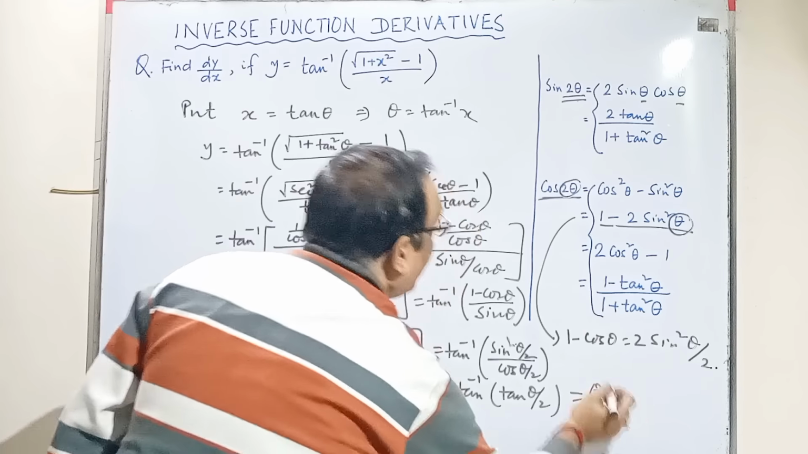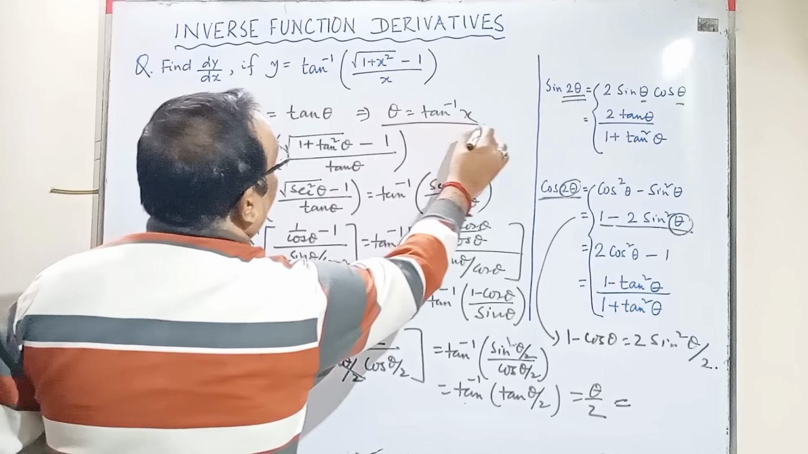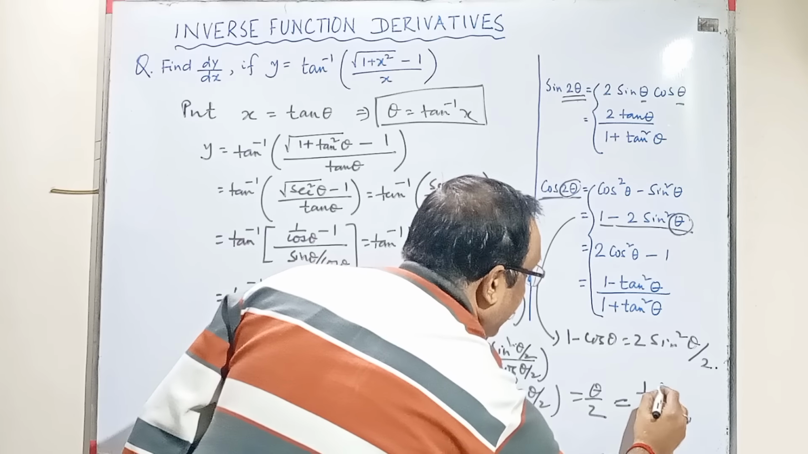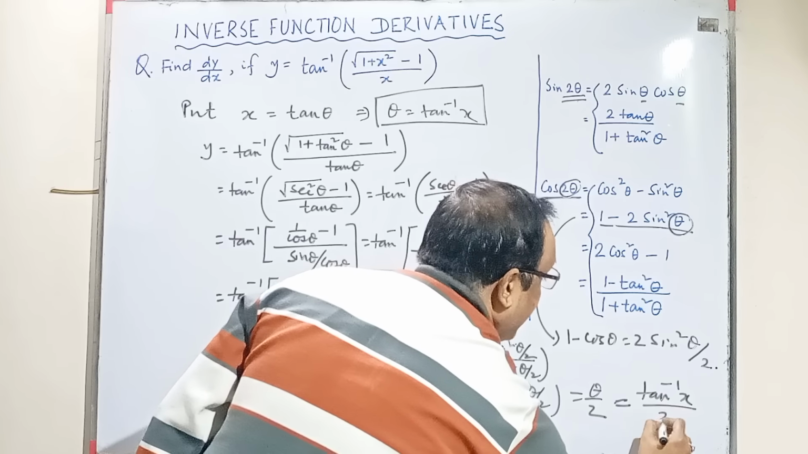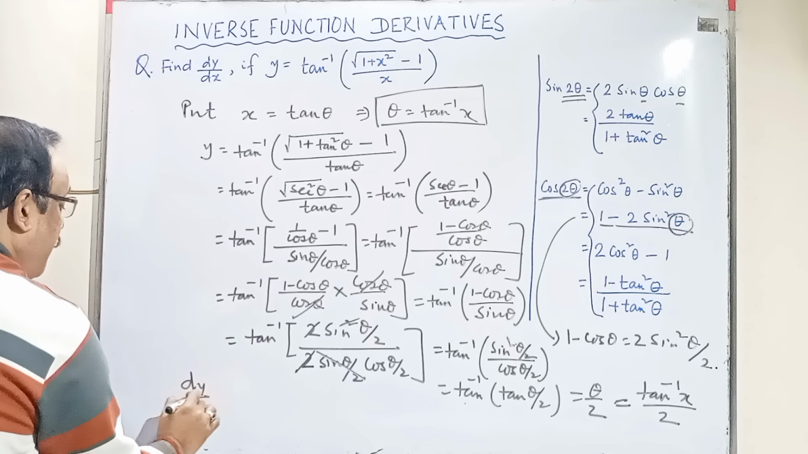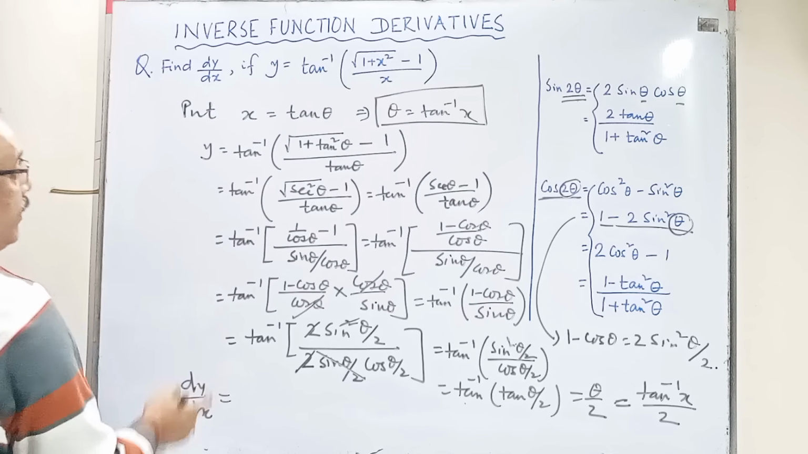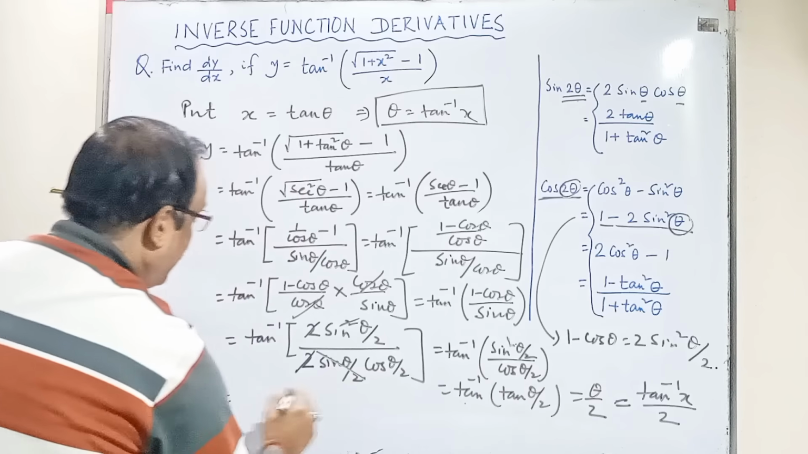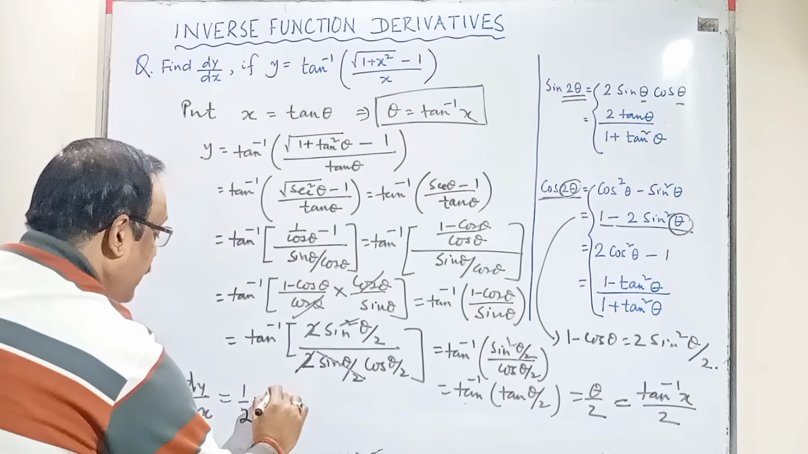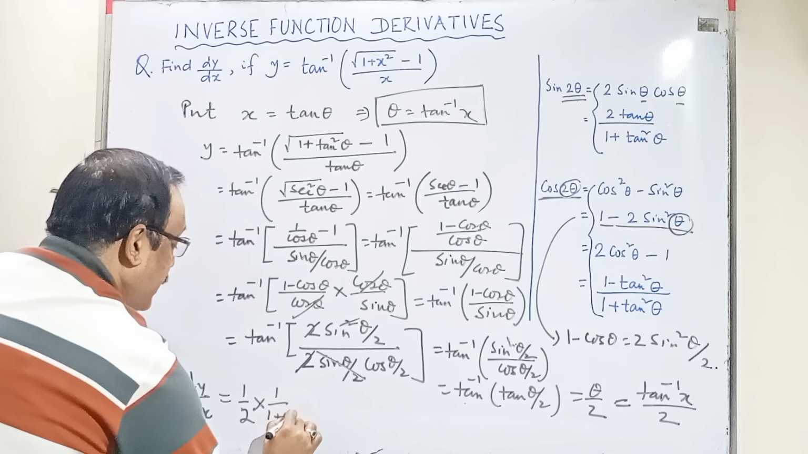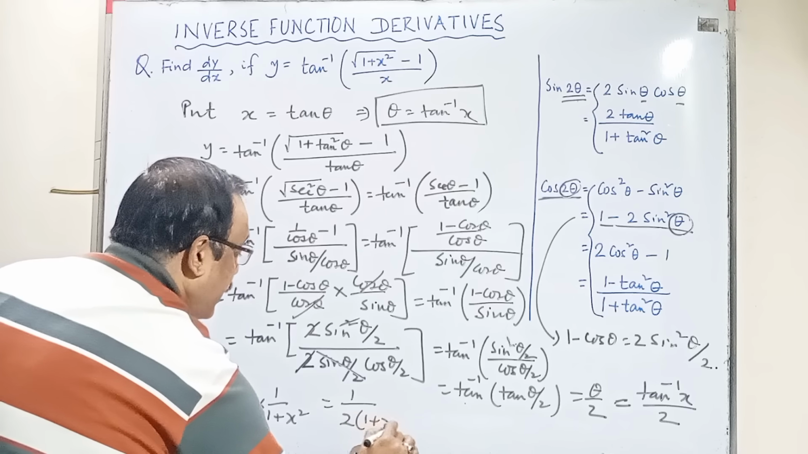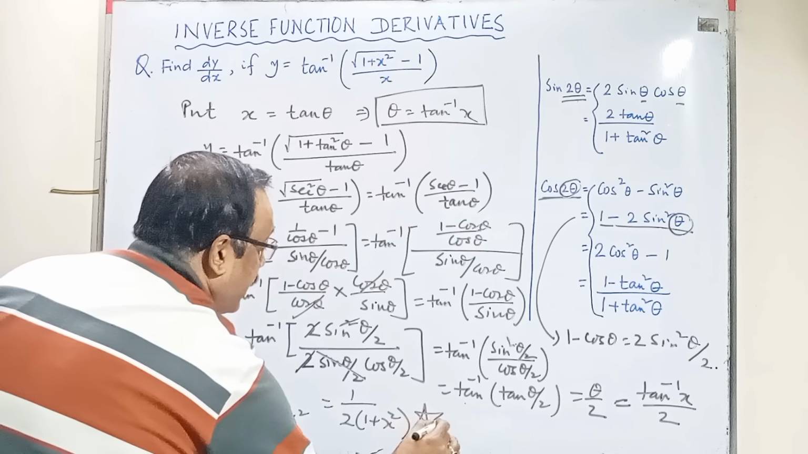Now, we already know theta is equal to what? Theta is equal to tan inverse x. So we'll replace. So this will become tan inverse x by 2. So now if I differentiate dy by dx, my y is tan inverse x by 2. That means half outside, half into derivative of tan inverse x is 1 by 1 plus x square. It is 1 by 2 into 1 plus x square. That's my answer.